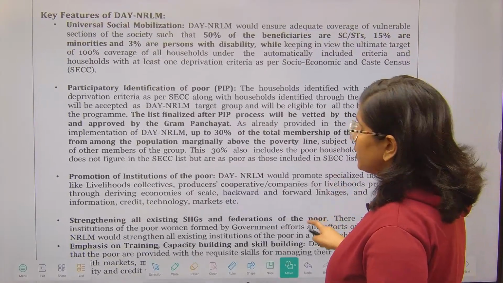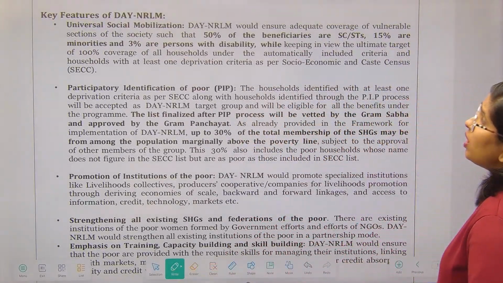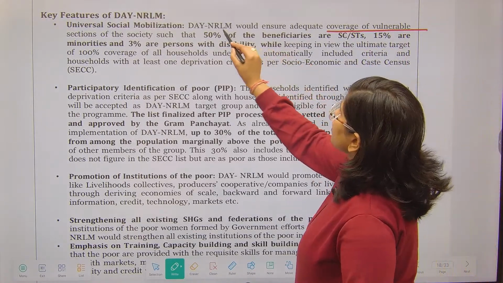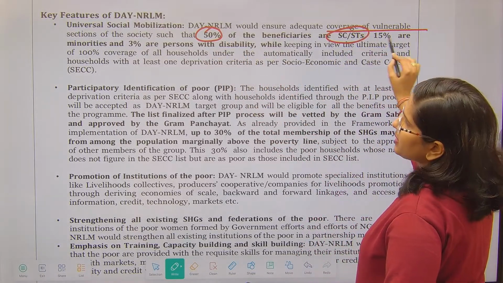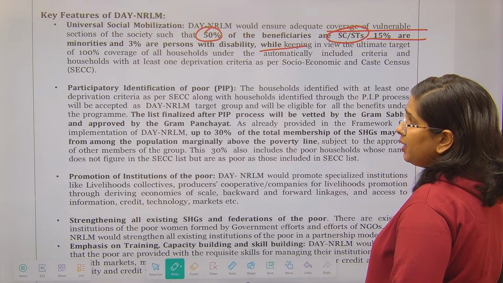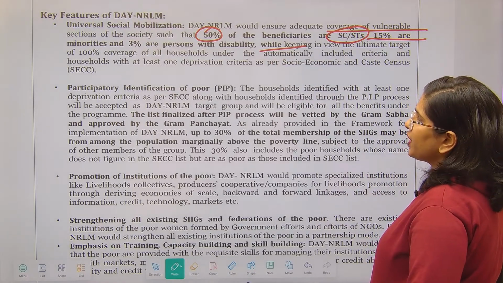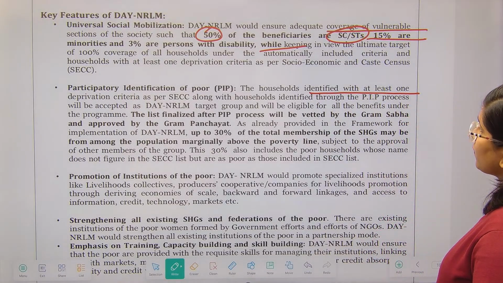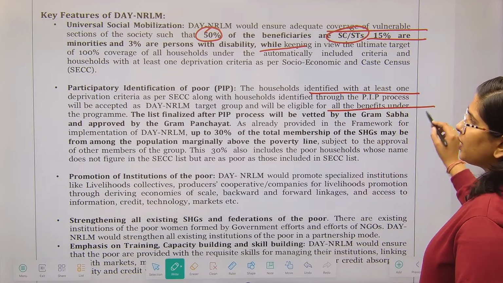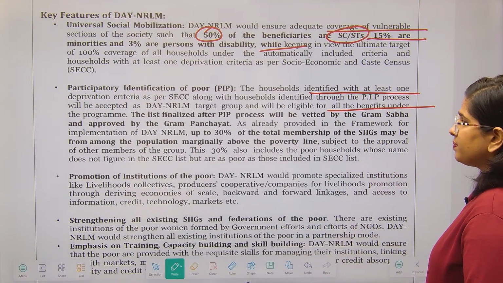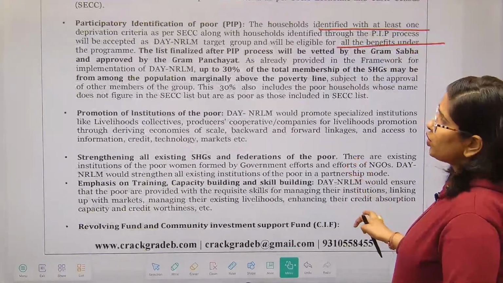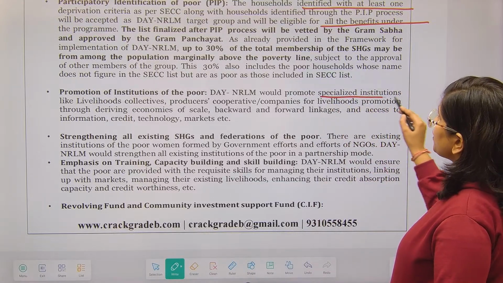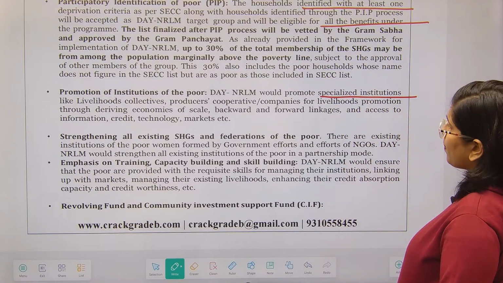Now what are the key features of this particular scheme of NRLM? It would ensure adequate coverage of the vulnerable sections, like 50% of the beneficiaries being SC/ST, 15% minorities and 3% from the disabled population. Next is participatory identification of the poor. The households which are identified with at least one deprivation criterion as per SECC, along with the households, right, will be eligible for all the benefits under this particular program. Now what is the promotion of institutions of the poor? So DAY-NRLM would provide specialized institutions, livelihood collectives, producer cooperatives, etc.